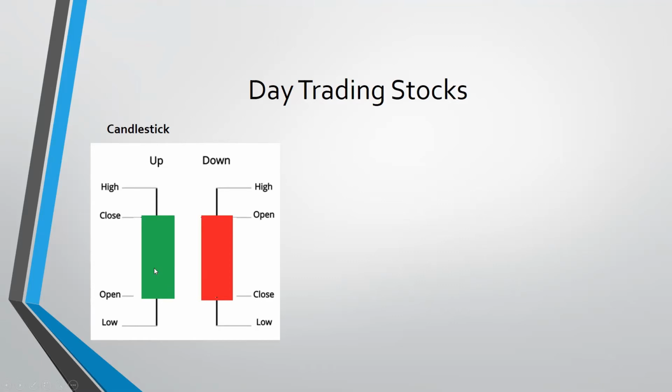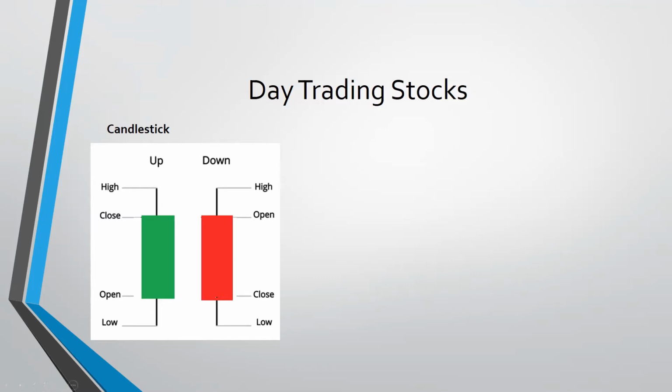Remember, green candlesticks suggest that the price of the asset, here the asset we are considering as stocks, is going up, whereas a red candlestick suggests that the price of the stocks is going down. Now, although we have red and green, sometimes we can have black and white. If we have black and white candlesticks, the white candlestick suggests that the price of the asset is going up. The black candlestick suggests that the price of the asset is going down.